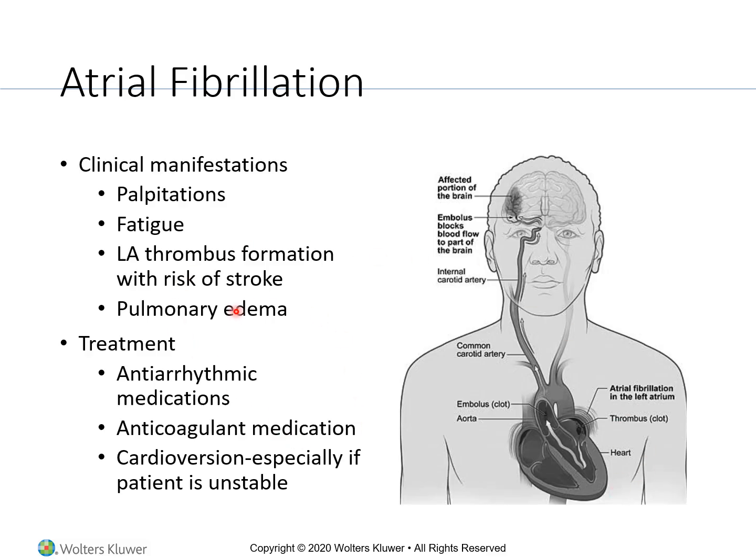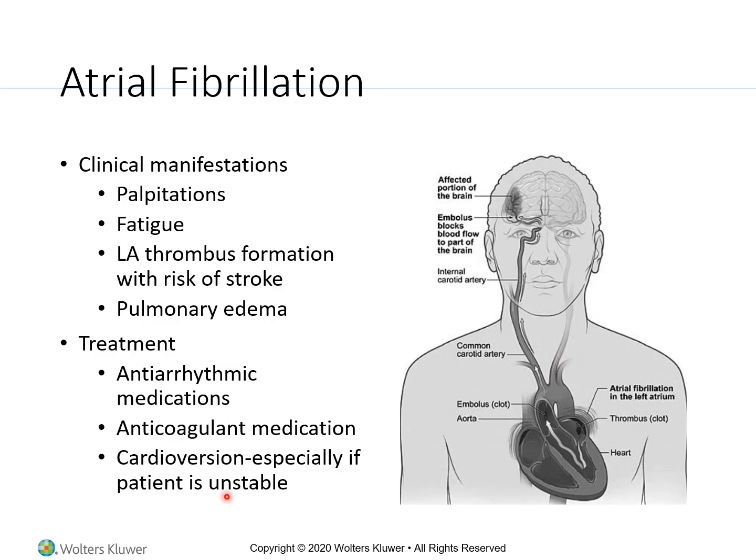Another complication can be pulmonary edema. Because atrial fibrillation, especially fibrillation that causes really rapid conduction into the ventricles, can significantly reduce our cardiac output. That can cause heart failure, leading to pulmonary edema as that blood backs up from the left ventricle into the pulmonary circulation. So again, those are the two main significant complications that we see of AFib: stroke and pulmonary edema from left-sided failure.